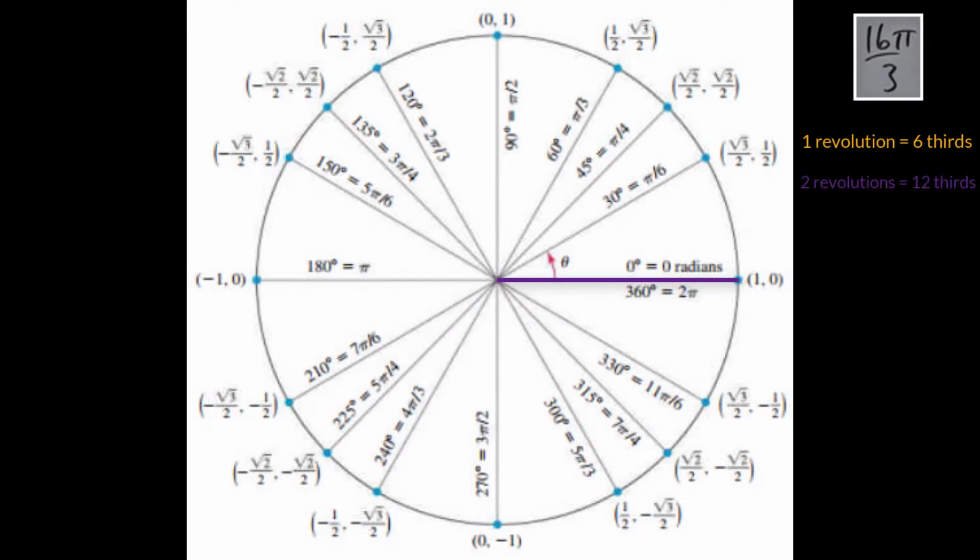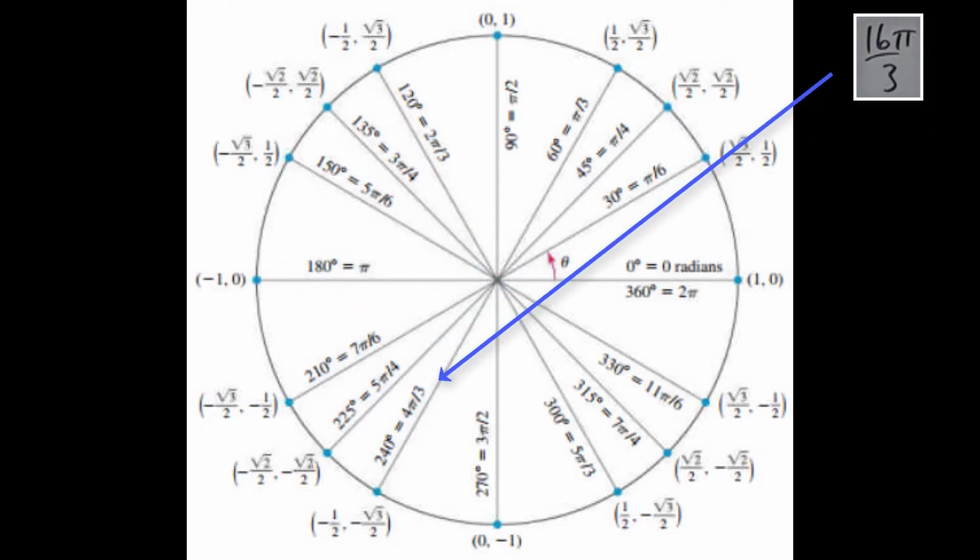12 and another... that's enough, isn't it? 12. All right. So you'd have... Well, I got to go to 16. All right. 12, 13, 14, 15, 16. 16 pi over 3. Does that make sense? And what's that asking for?